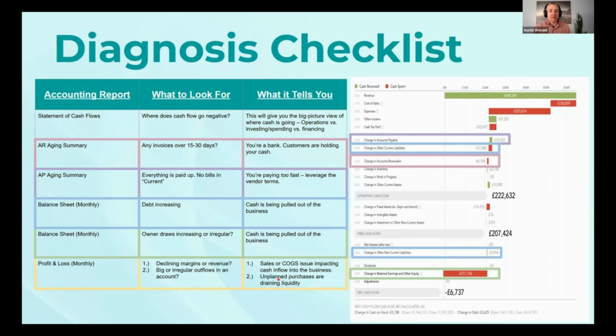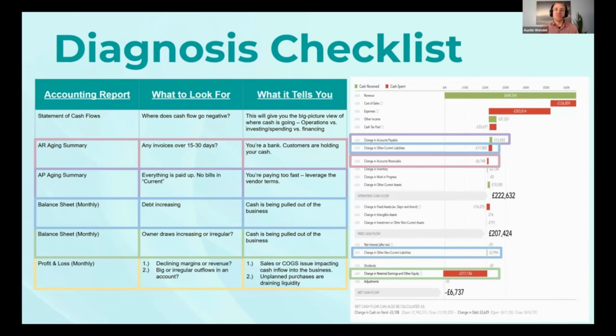And then fifth, last and not least, is the unplanned spending. So the tricky part with the unplanned spending is that you can't see it on the statement of cash flows. It's going to be wrapped up into your cost of sales, your expenses. So the only way to really take a look at that is to look at your profit and loss on a monthly basis.